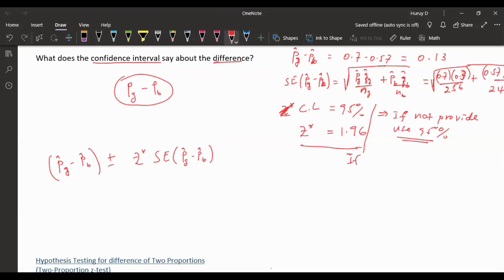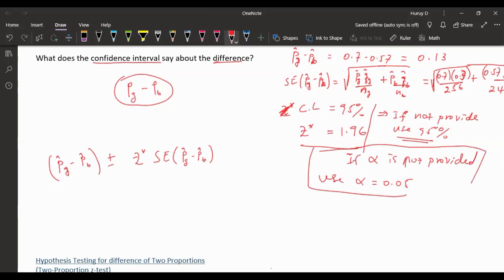Just as a reminder, if alpha is not given, use alpha equals 0.05. This is an aside. It is used in hypothesis tests, of course, but just for you to remember, because we were talking about this one.